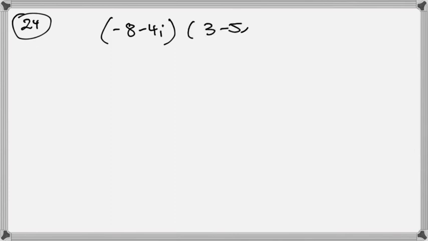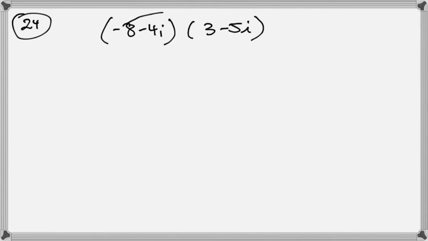Number 24. Negative 8 minus 4i all over 3 minus 5i. What do you do here? Multiply.